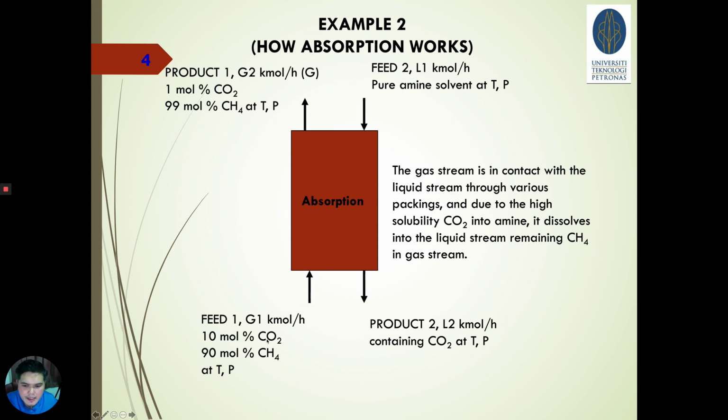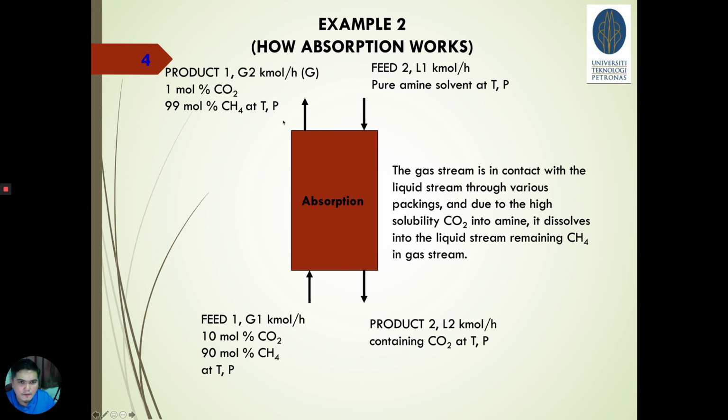So here 10% of CO2 comes in together with 90 mole percent of CH4, and then there is 100% pure amine solvent coming in from the other side, and it will absorb the CO2. When it comes out as the liquid product, it contains amine which is containing CO2 at a certain temperature and pressure. While here you can see that now the mole fraction of CO2 is lesser than the initial one, because some of it has been transferred to the amine. So you have methane-rich output in the gas product.